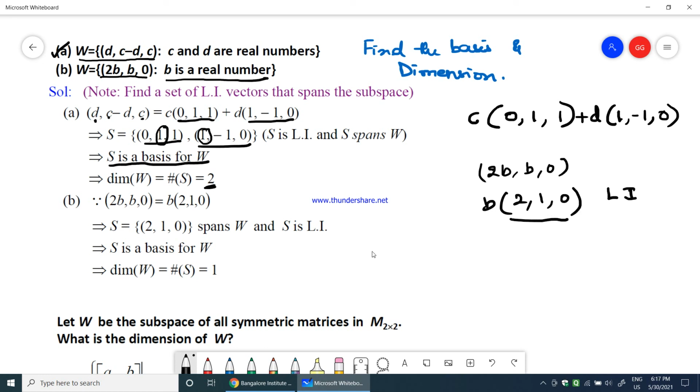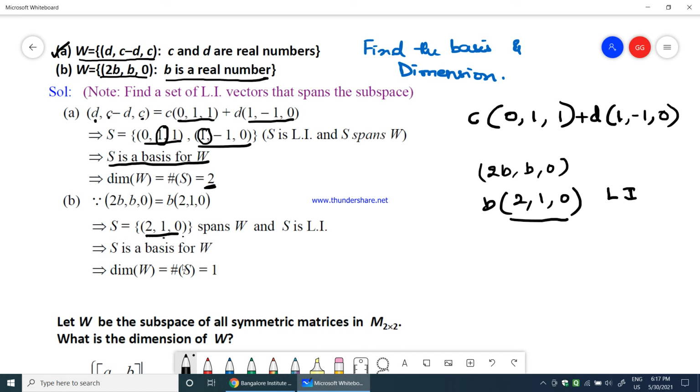The second thing is whether it spans W. Yes, it will span. 2 comma 1 comma 0 should span. That is how we got 2B comma B comma 0, right? Therefore 2 comma 1 comma 0 is linearly independent and it will also span W. Therefore I can say that this particular S would be a basis for W. So 2 comma 1 comma 0 is the basis.